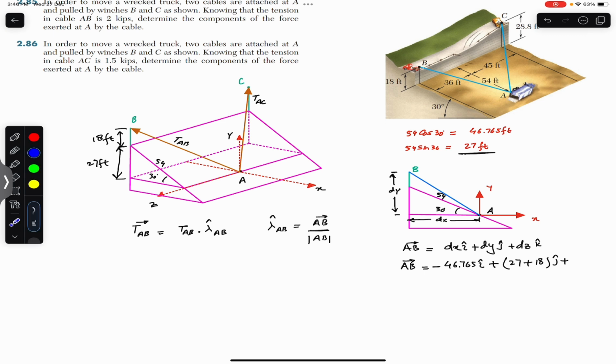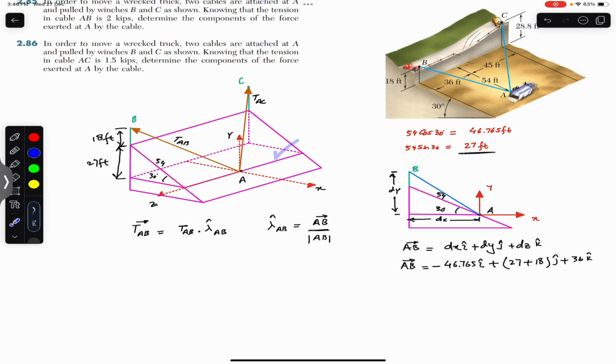Now dz, in the side view, we cannot see, the distance between point A and B along the z-axis, since the z-axis is out of the screen and that dimension is not visible in the side view. So for that we have to look for dz. This is dz, the separation between point A and B along the z-axis. If we look into this diagram from this side, this is dz, right? So dz is given directly, that is 36 feet. So we can write 36 k.